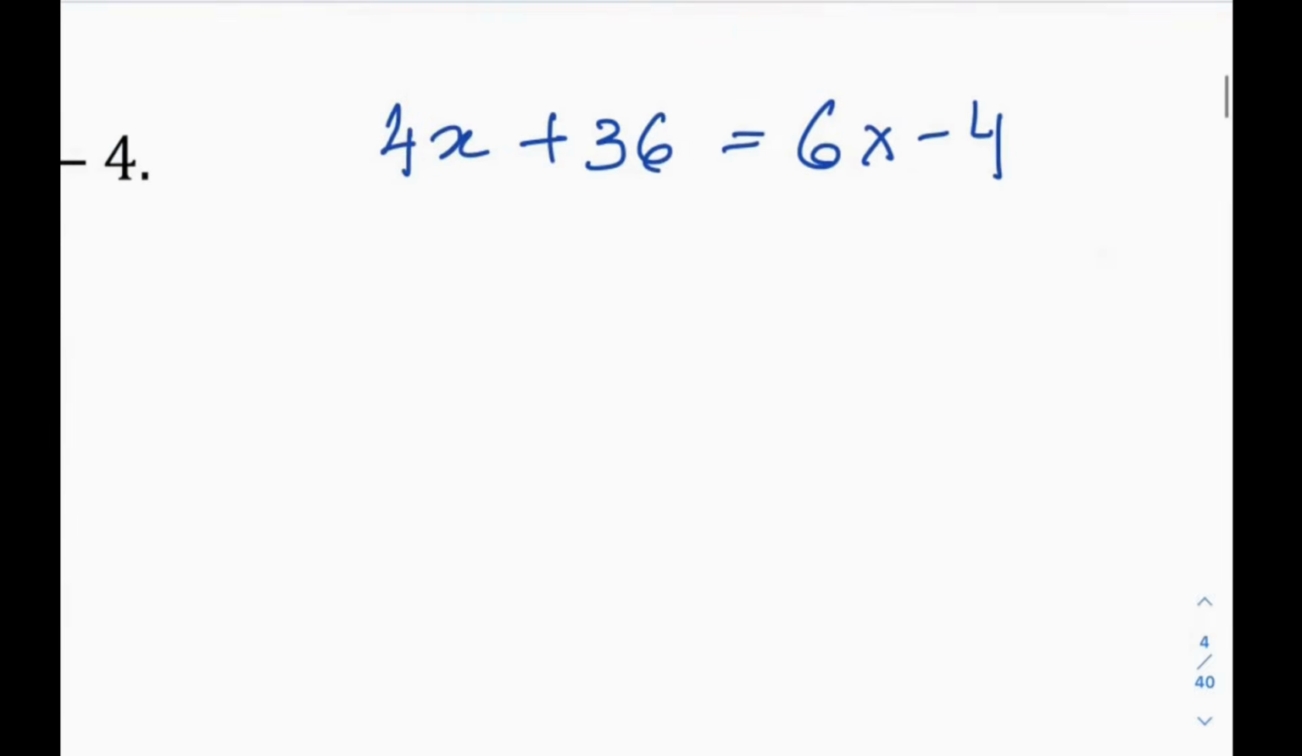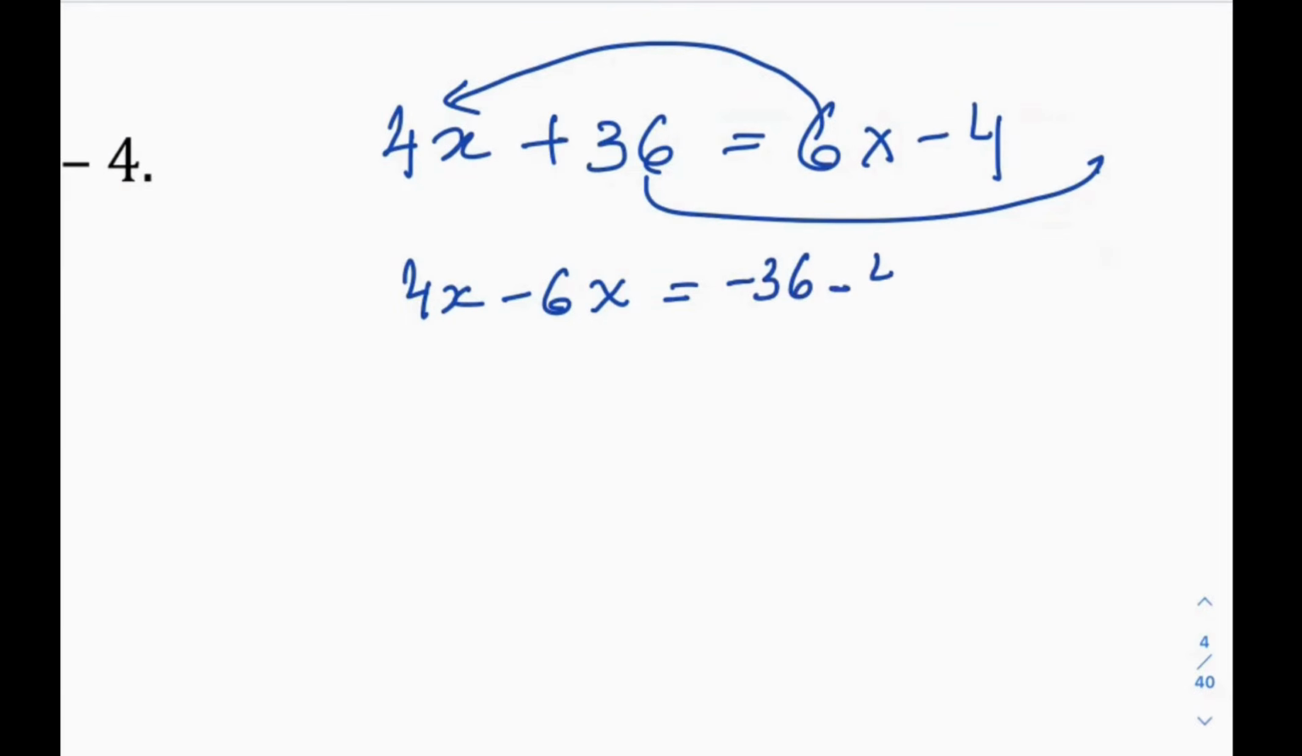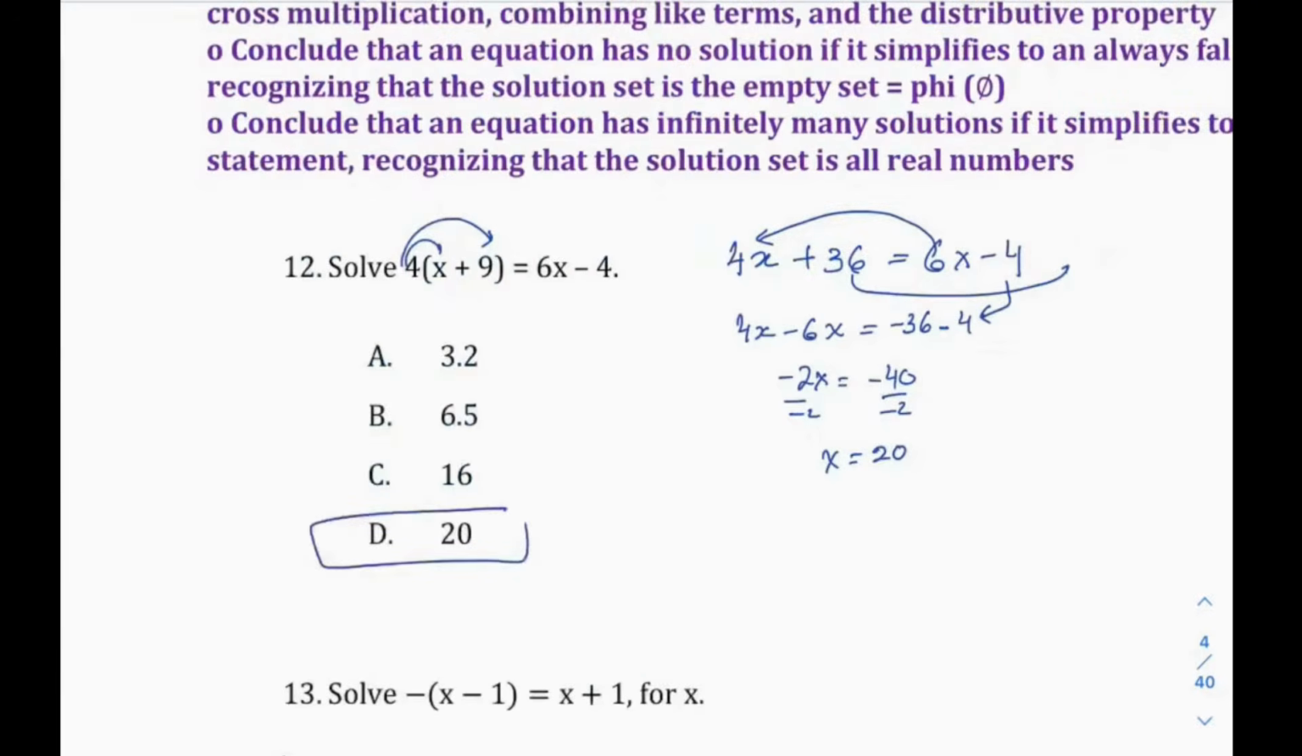Combine like terms. So take the 6x here, 36 there. Remember, when you move a term from the left to the right or right to the left side, reverse the sign of the variable or the number even. For example, this was positive 36, so I'll take it to the other side as negative 36, and we have this the same. So this will be negative 2x equals negative 40, dividing by negative 2 on both sides, so x is 20. So you choose 20.